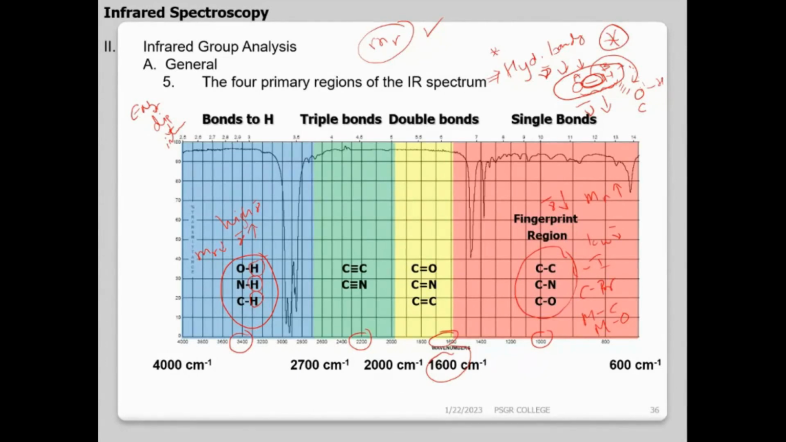Guys, tell me. 3400 is the highest value. Double bond or triple bond will come? Triple bond. So in the 3400 range, you'll be having the OH, NH, CH. In the 2200 range, who will come? Triple bond. In the 1600, 1700 range, who will come? Double bond: double bond O, double bond N, double bond C. N double bond O is easy to remember, with values around 1525.